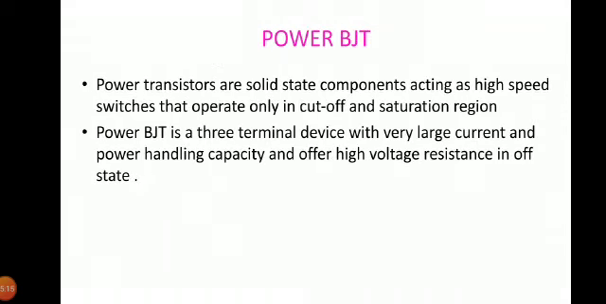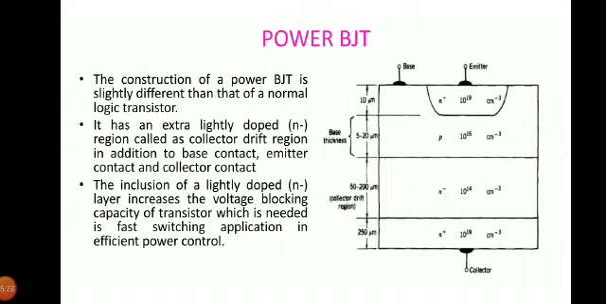Next we'll discuss Power BJT. The Power BJT has a vertically oriented 4-layer structure and can be used as a high speed switch. It has very large power handling capacity. Here you can see the construction of Power BJT. An extra N- region is diffused, which increases the voltage blocking capacity of the transistor. This N- region is also called the collector drift region.